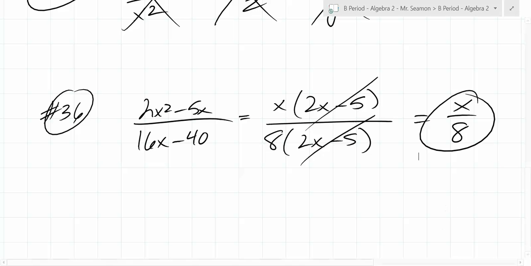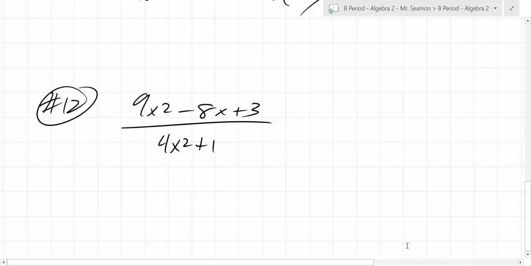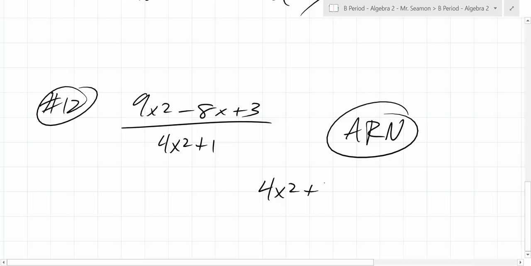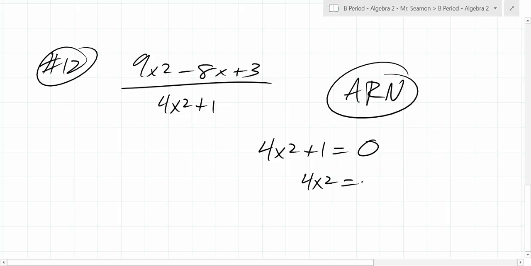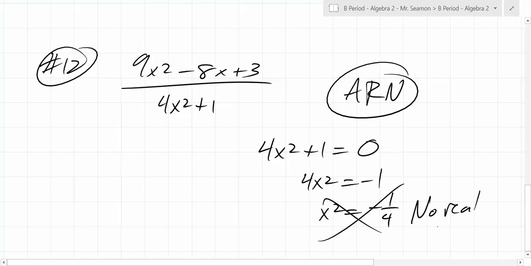Nice. Denominator equal to 0? Are there any numbers that make the denominator equal to 0? No. So what's the domain? All real numbers. Because let's try doing this. Can you solve that? Well, it'd be 4x squared equals negative 1. X squared equals negative 1/4. Is it possible for x squared to be a negative number? No real solutions. So is there any way for the denominator to be 0?